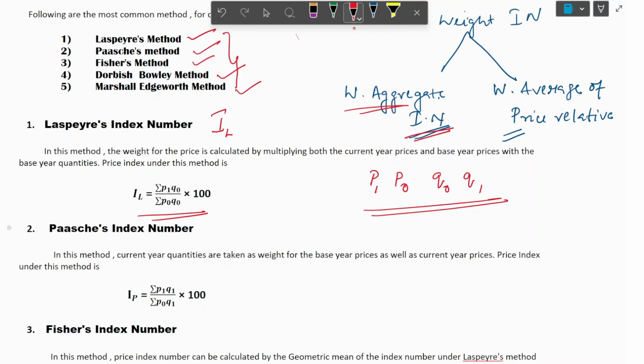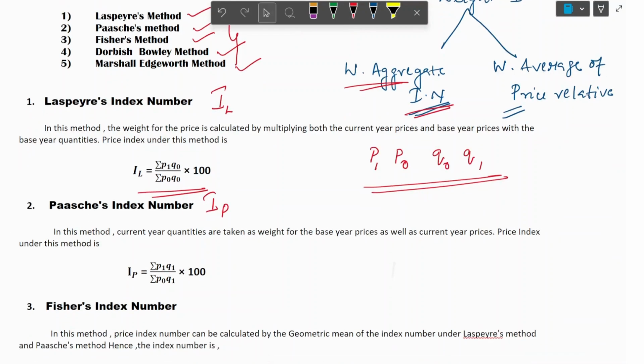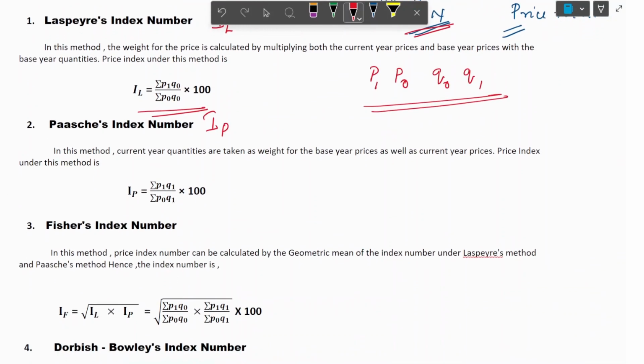Next one is Paasche index number, which is denoted by IP. For IP, the formula is IP equals sigma P1 Q1 divided by sigma P0 Q1 into 100. Therefore, this is the Paasche index number. By this method, we are going to construct the Paasche index number.